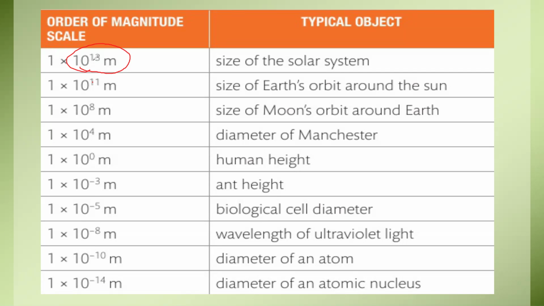So you can compare anything with the solar system. In the same way, the size of the Earth's orbit around the sun is 10 power 11 meters, actually about 1.5 times 10 power 11 meters, which is also known as the astronomical unit. The size of the moon's orbit around the Earth is of the order of 10 power 8. The diameter of Manchester is 10 power 4. Human height is 10 power 0, and anything raised to power 0 is 1. So it's 1 meter and above. It's not that all are 1 meter, but it's in the order of a meter.